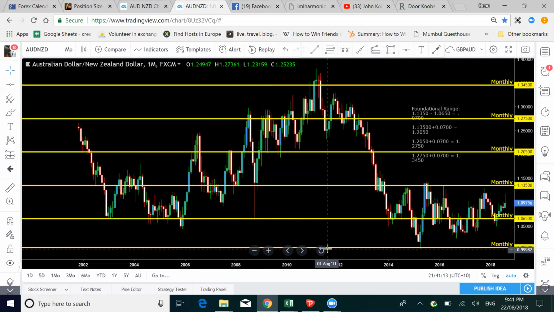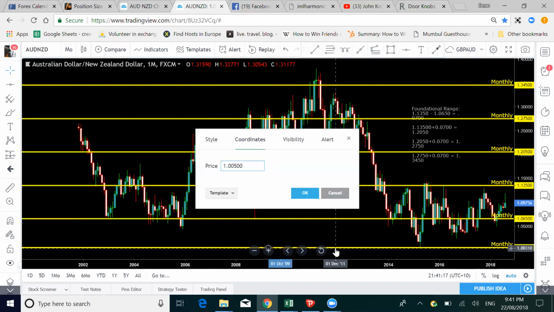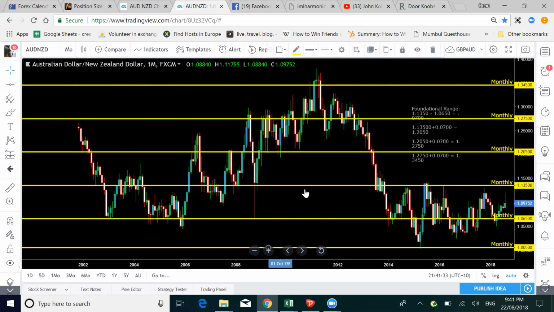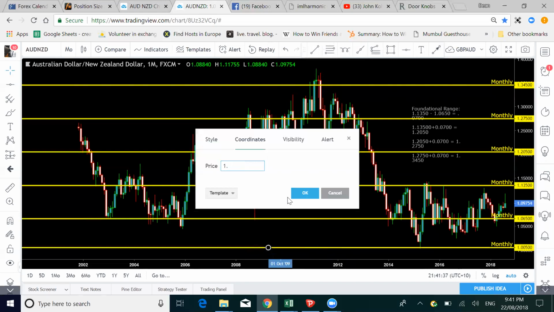Okay, and then the bottom one will need to move down. 1.065 minus 0.07, oops, 1.065 minus 0.07, 0.995. That didn't move. 0.995.